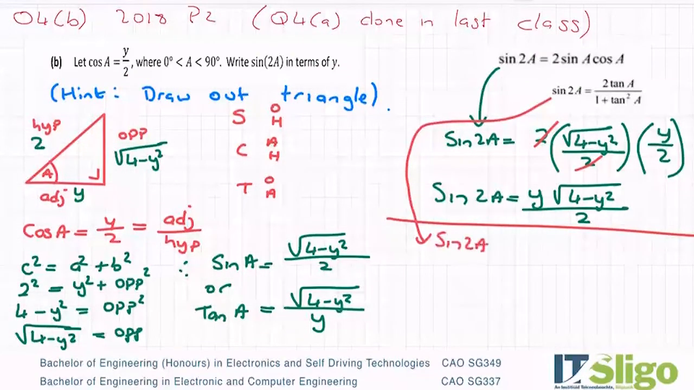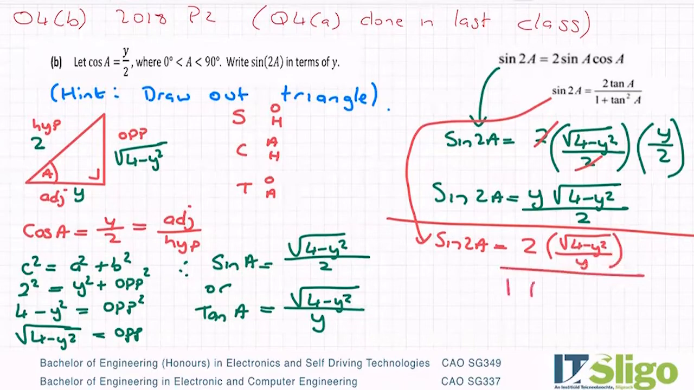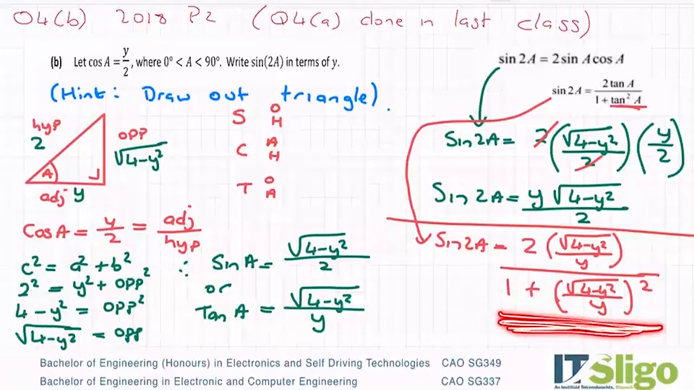So sine 2A in that one is equal to 2 times tan A, root 4 minus y squared over y, over 1 plus the square root of 4 minus y squared over y, all to be squared, because tan squared of A is the same as tan of A, all to be squared. Square this one, get a common denominator, turn it upside down, and you're going to get the same answer as those ones. So give that a bash. If anyone has any difficulty, leave a message on the channel, and sure, I can give it a bash and see does it work out. Okay, so that was question 4B 2018.